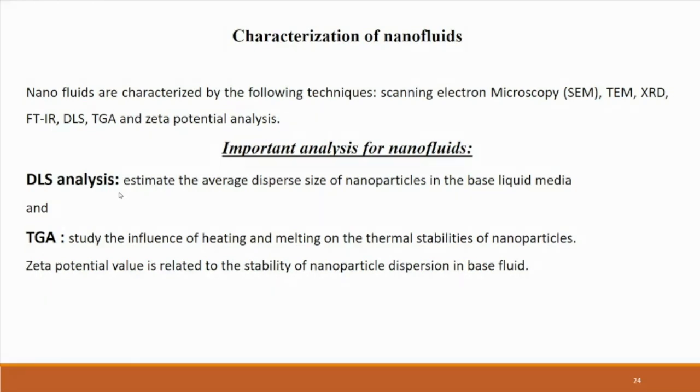Nanofluids are characterized by the following techniques: scanning electron microscopy, SEM, transmission electron microscopy, XRD, FTIR, DLS, TGA, and zeta potential analysis. I have told previously that nanoparticles cannot be seen in the normal way, so we need some equipment, such as microscopy. These are examples of tools, equipment, and tests. With the help of them, we can tell about the particular properties and get figures, meaning micro-level pictures.